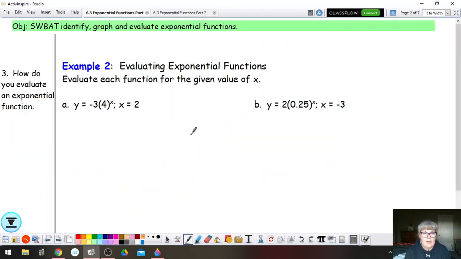Here we're going to take a look at evaluating exponential functions. When we evaluate, we take the value of x and we substitute it into our expression or our equation. So in this case, we have y equals -3 times 4 squared. Order of operations says we do the exponents first, so we have -3 times 16. And then I multiply those. Y equals -48.